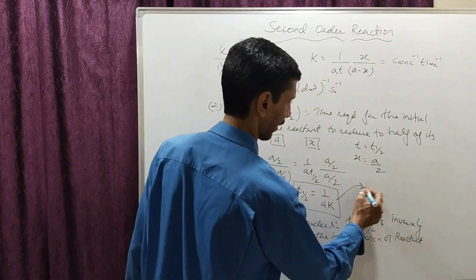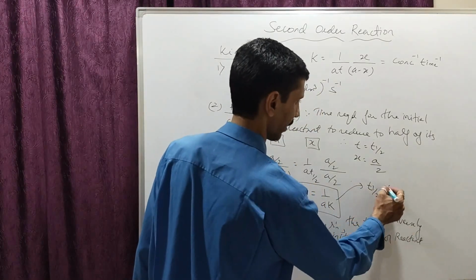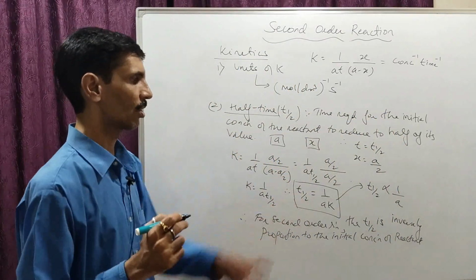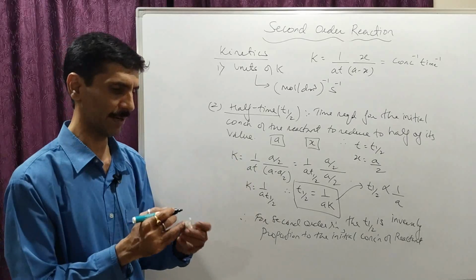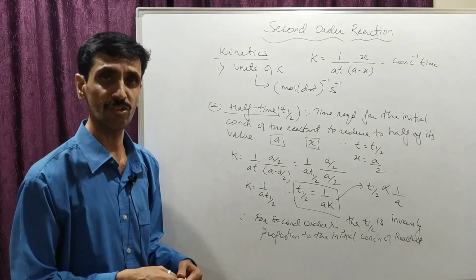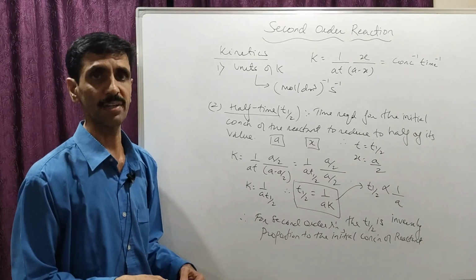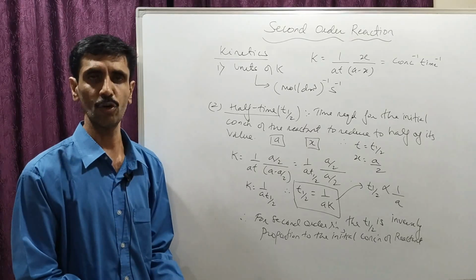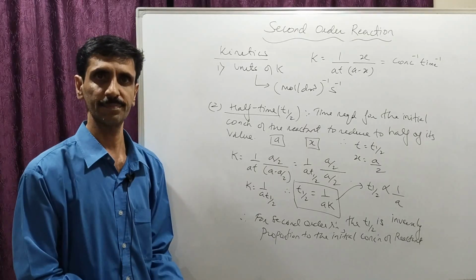Okay, from this particular expression, we are going to write it down as t half is inversely proportional to a, because k is a constant. So this is very important. It is inversely proportional to the initial concentration of the reactant. So this is, my dear friends, about half time. I hope you have understood this very well.